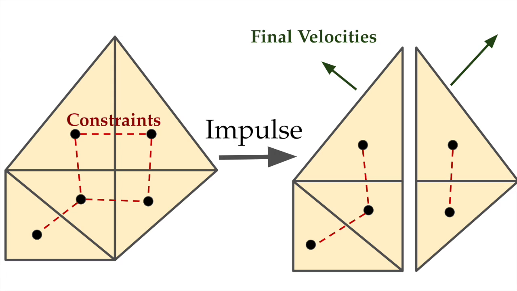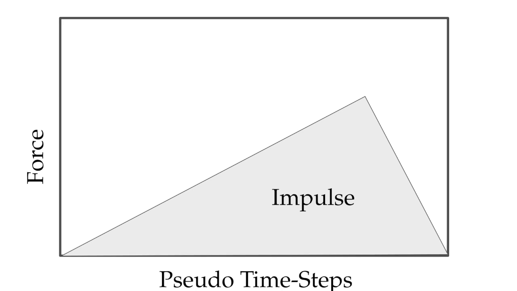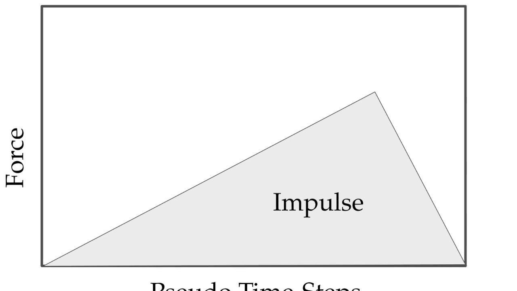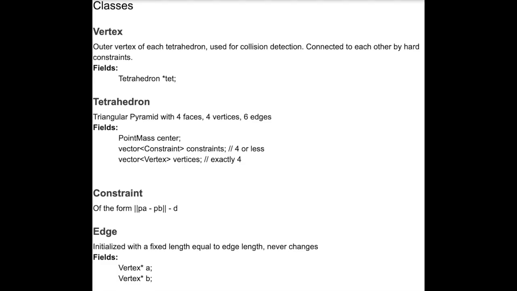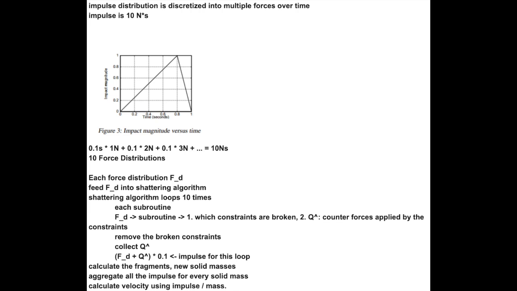We attempt to find where the object's constraints break given an impulse. Our algorithm takes in a force, and we solve a linear system to find the equilibrium forces and then break the constraints if the force exerted in response exceeds the limits. We actually break our impulse into a schedule of forces, for example, 10 force distributions according to this schedule.